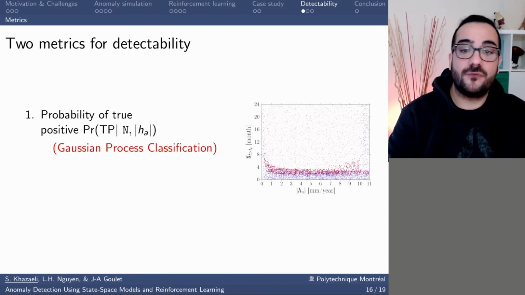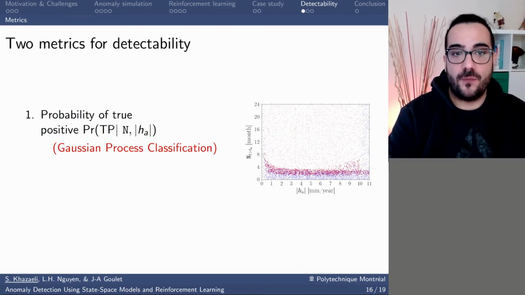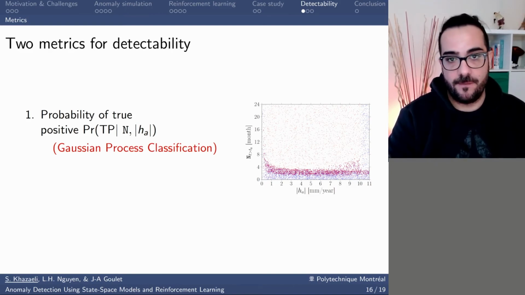The probability of true positive is quantified with respect to two parameters: n, the number of months after the beginning of the anomaly that the agent triggers the alarm, and the second parameter is the height of the anomaly.